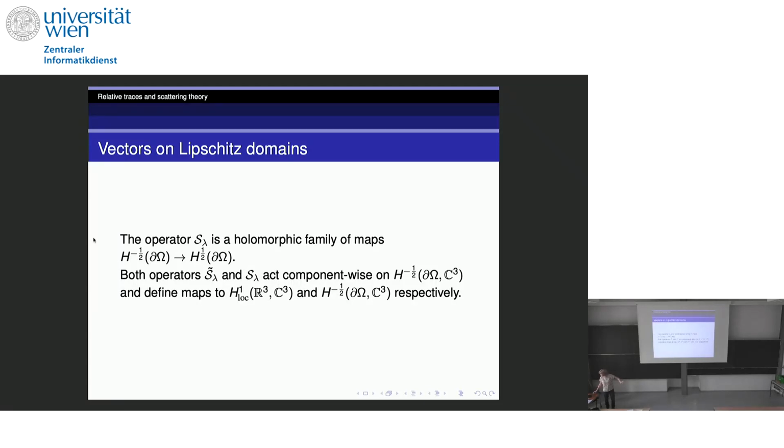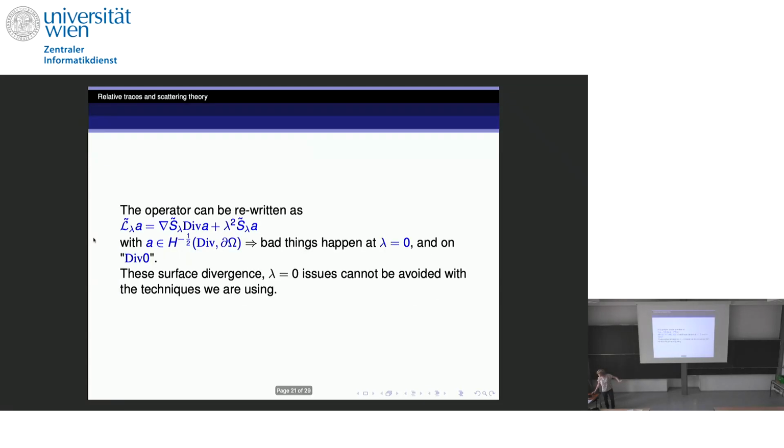So this is going to be good, because if you think of it this way, then the layer potential can be rewritten in the following way. And now you can really see that at lambda equals 0, this term is 0. And if the surface divergence of A is 0, then this is 0. Okay? And this is not particularly helpful. It doesn't provide any further information.